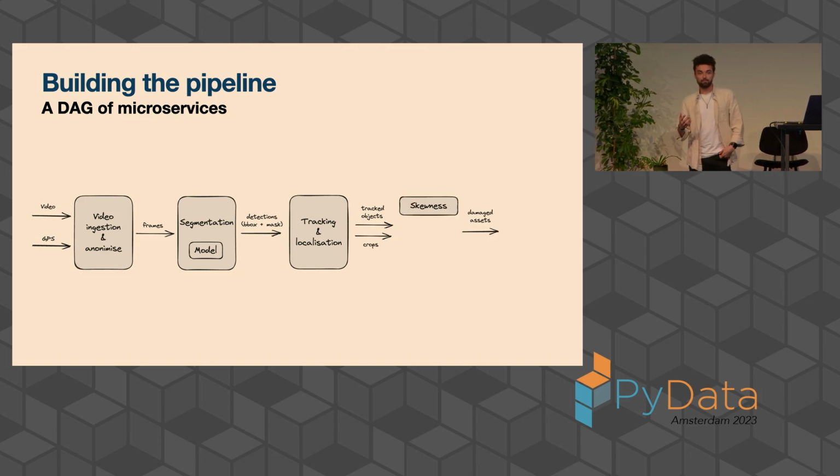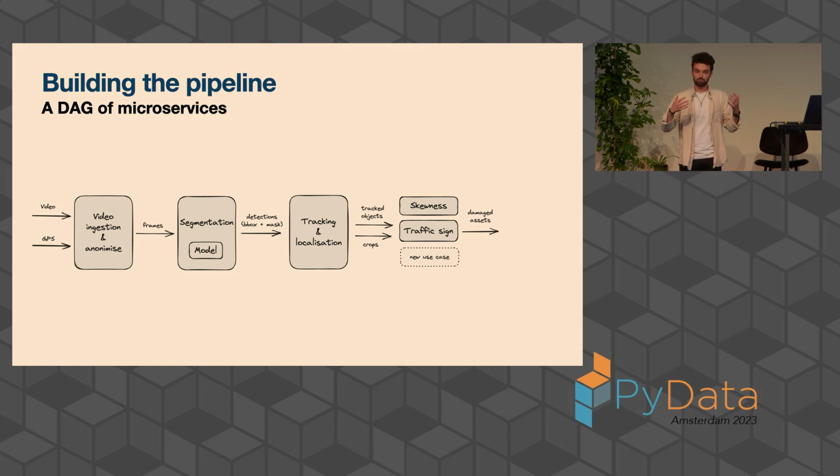Then we arrive at a point where we have asset-specific models. Here we can make a model for skewness, for example. What goes in is the picture and the mask of a lamppost, and what goes out is the decision whether this asset is damaged or not, whether it's skewness, or whether it's a traffic sign that gets damaged, or whether it's any other use case.